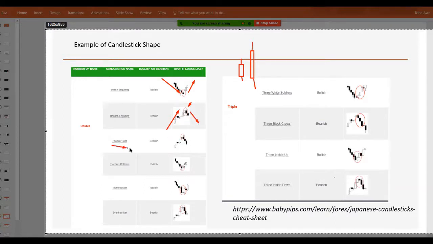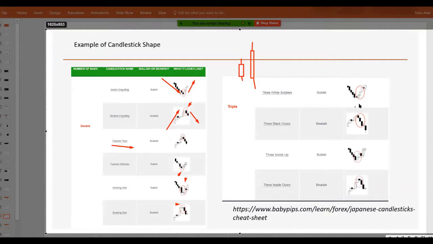Okay, so this is a tweezer. This is how it looks. This is a tweezer bottom. This is how it looks. This is a morning star. This is how it looks. An evening star. This is how it looks. We're considering a double candle here. Double candles. These two candles.